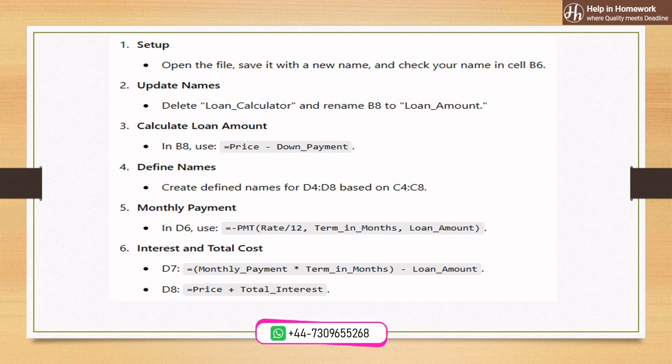Step 5. Monthly payment. In D6, use equals PMT rate/12, term_in_months, loan_amount. Step 6. Interest and total cost. D7 equals monthly_payment times term_in_months minus loan_amount. D8 equals price plus total_interest.